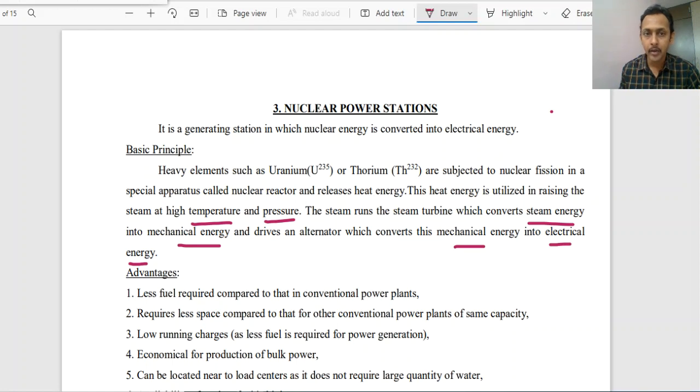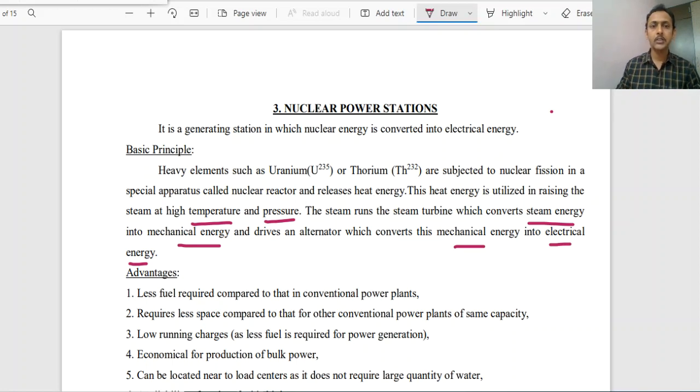First, the nuclear fuel will undergo fission reaction. Because of that, an enormous amount of heat is released. That heat will be given to the water, and the water will be converted to steam, and that steam will be given to the turbine, and we get the mechanical output, and that mechanical output will be given to the alternator, which will convert the mechanical energy into electrical energy.